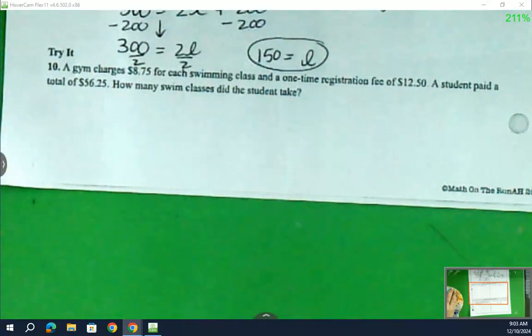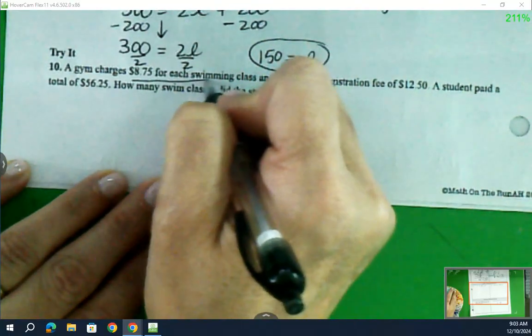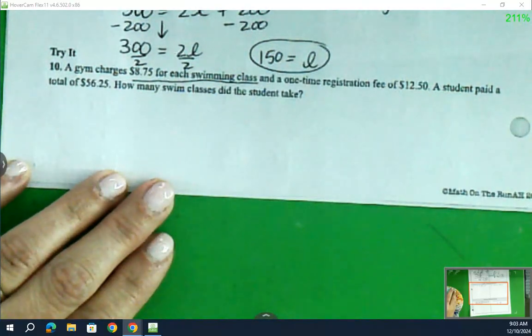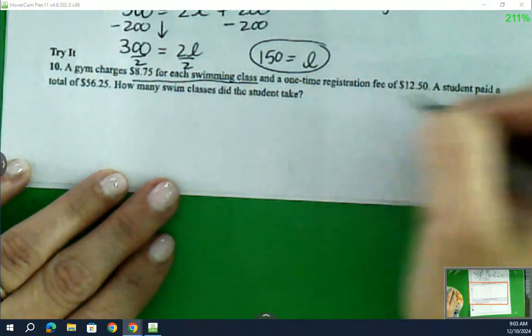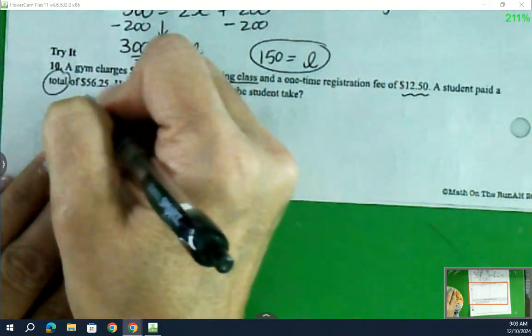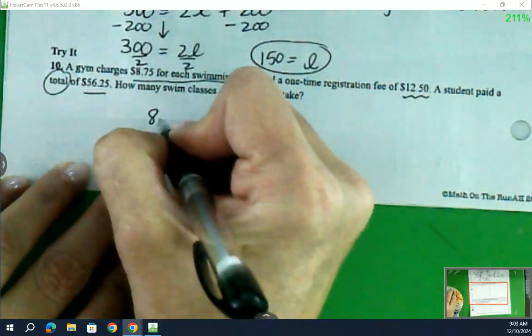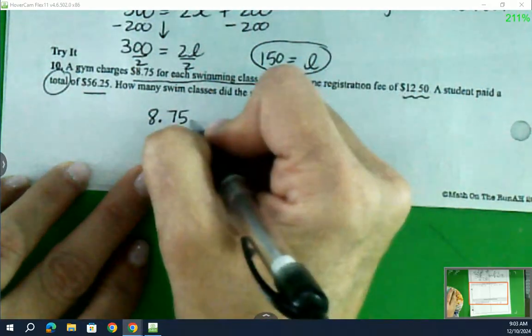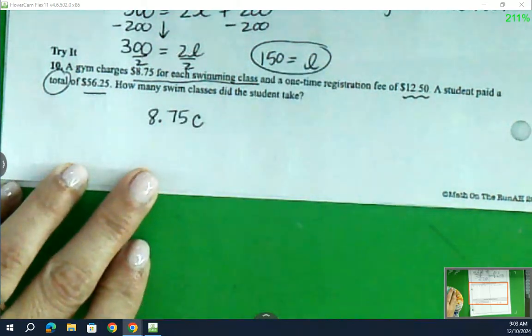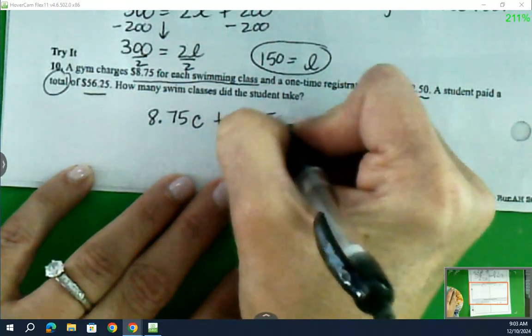Okay, number 10, we have a gym charges $8.75 for each swimming class. There's a key hint there with each class. And a one-time registration fee of $12.50. A student paid a total of $56.25. How many swim classes did the student take? So it is $8.75 per class. So we can use C for class, plus the one-time fee of $12.50 just to register.